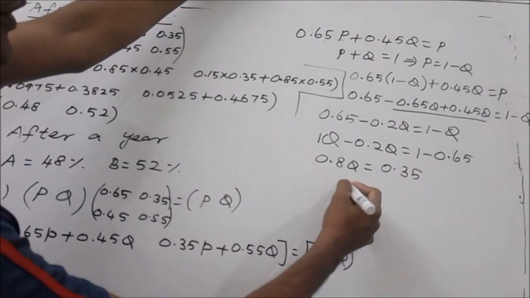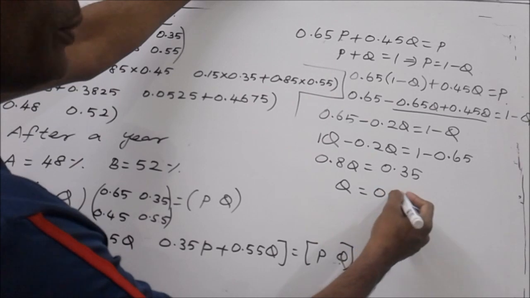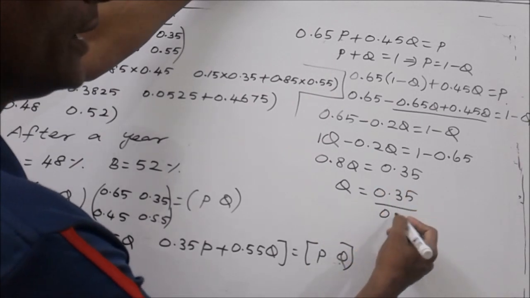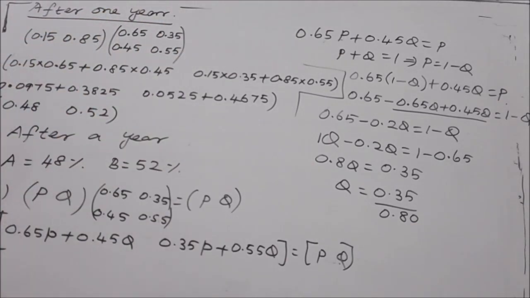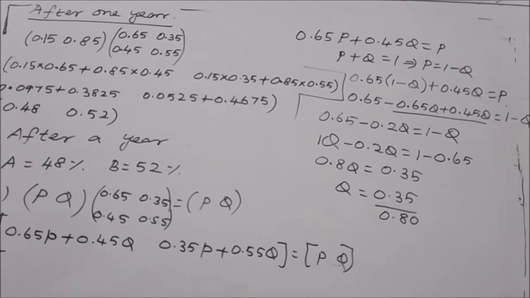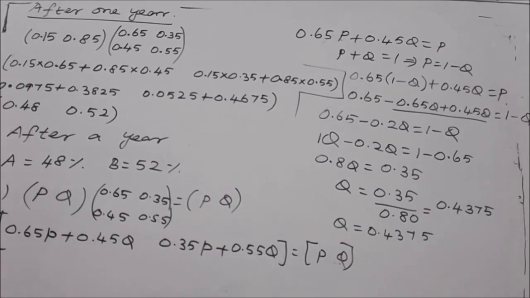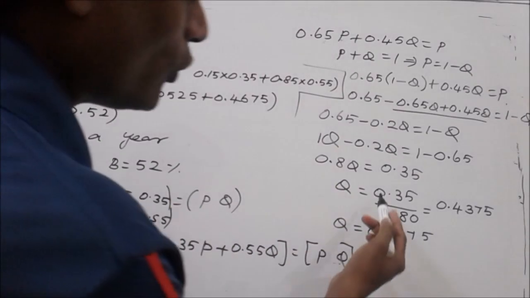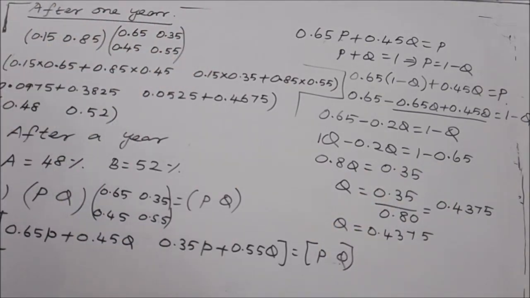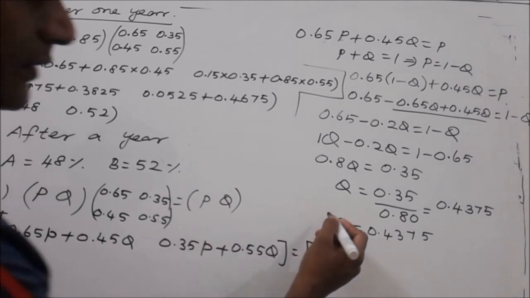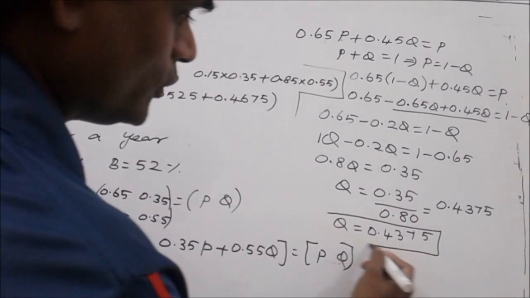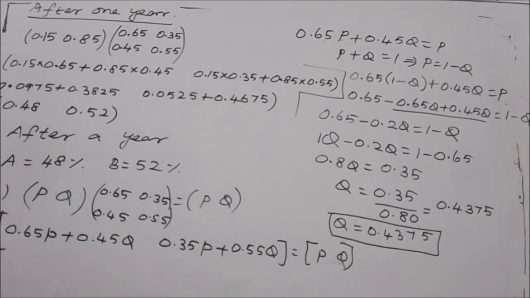0.35. Now Q equal to 0.35 divided by 0.8 or 0.80. Now cancelling these values by 5. Now Q equal to dividing 0.35 by 0.80, we'll have 0.4375. Therefore Q equal to 0.4375. We should find the value of Q here.